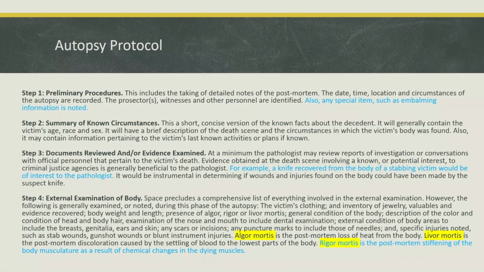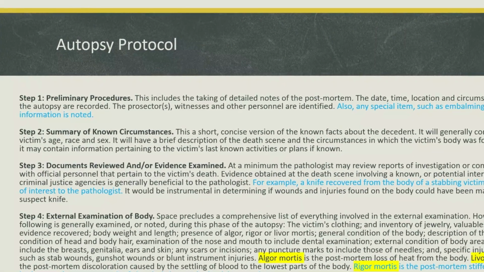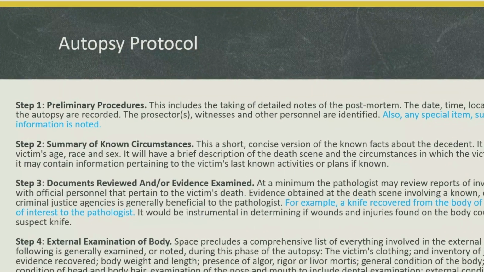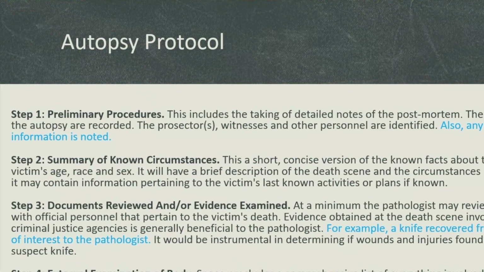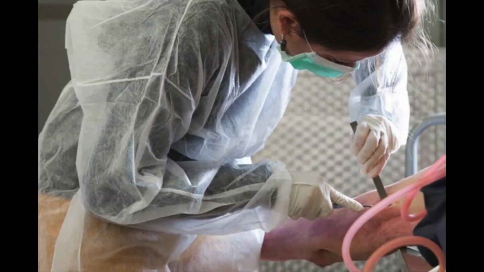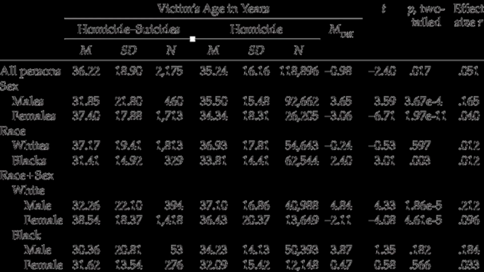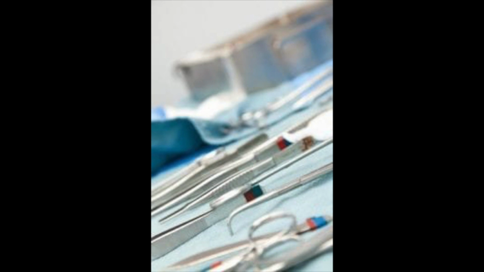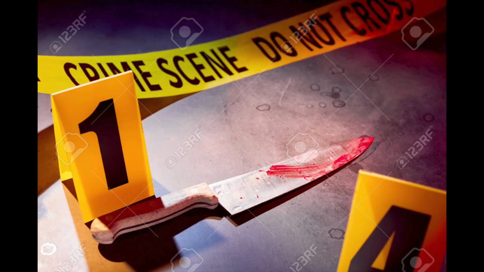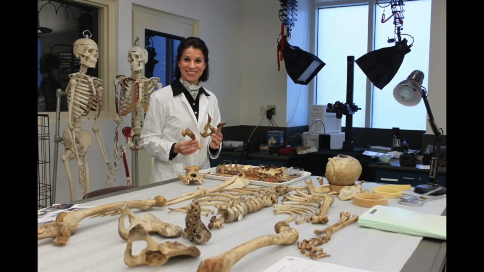And lastly, let's get into autopsy protocol. Step 1, preliminary procedures. This is where you take your detailed notes of post-mortem. Also, any special items such as embalming information are noted. Step 2, summary of known circumstances. This is a short, concise version of known facts about the decedent. Step 3, documents reviewed and/or evidence examined. For example, a knife recovered from the body of a stabbing victim would be of interest to the pathologist.